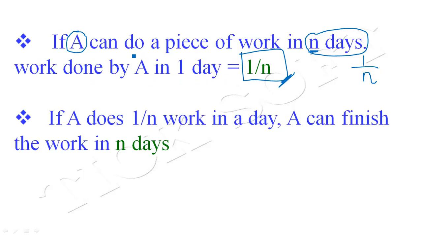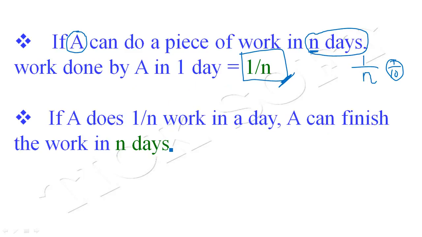Suppose if it is given that A can do a piece of work in 10 days, then work done by A in 1 day will be equal to 1 by 10. So, by using the total number of days, we can easily find out the work done by that person in 1 day. And now, the next formula is, if A does 1 by n work in a day, A can finish the work in n days.